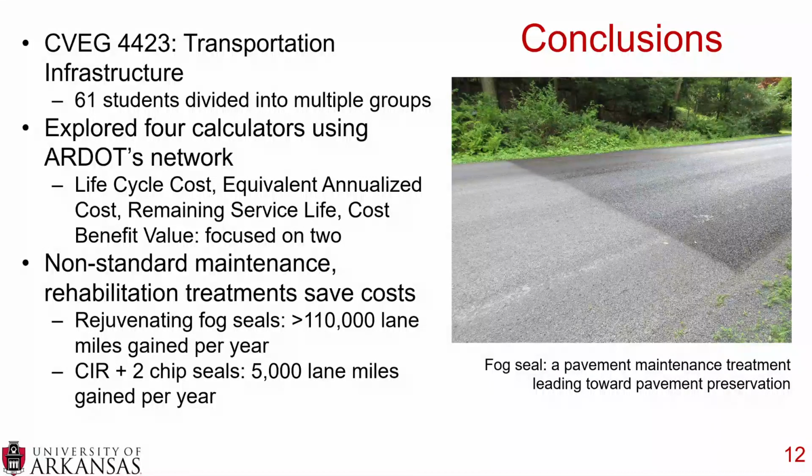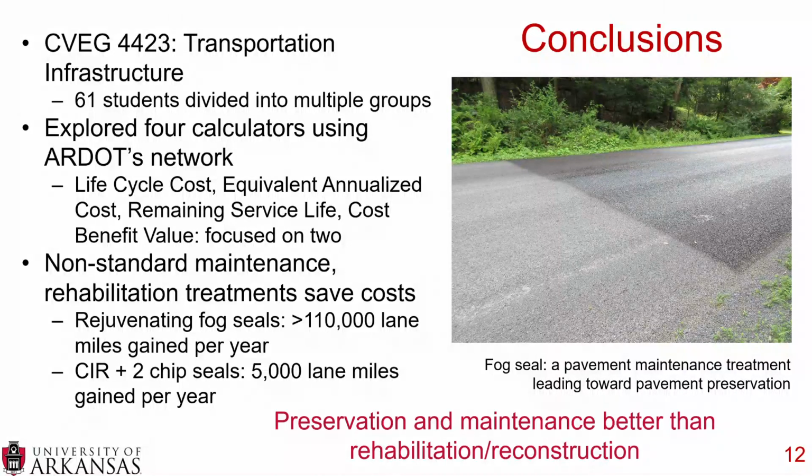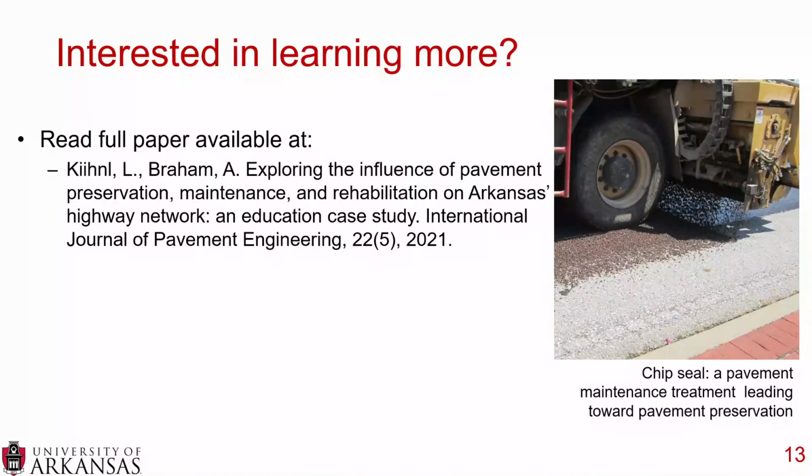The biggest takeaways in my mind were that non-standard maintenance and rehabilitation treatments save costs. For example, rejuvenating fog seals, you have over 110,000 lane miles gained over the 50-year period. And then treatments like cold in place, which is not used a whole lot in the state of Arkansas, plus chip seals, you actually are improving your network overall. And the biggest takeaway in my mind is preservation and maintenance is better than rehabilitation and reconstruction.